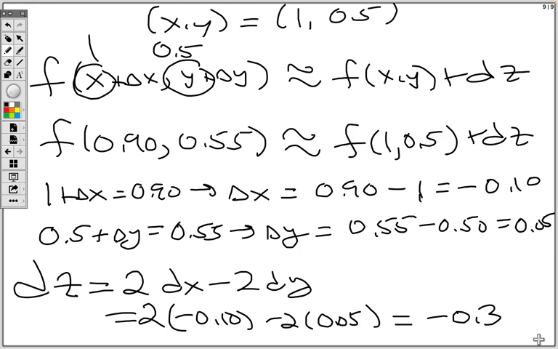So before we go to the next slide here, any questions on figuring out the delta x, the delta y? Those are the dx and dy, or the dz. Do you see where all the pieces parts are coming from here?